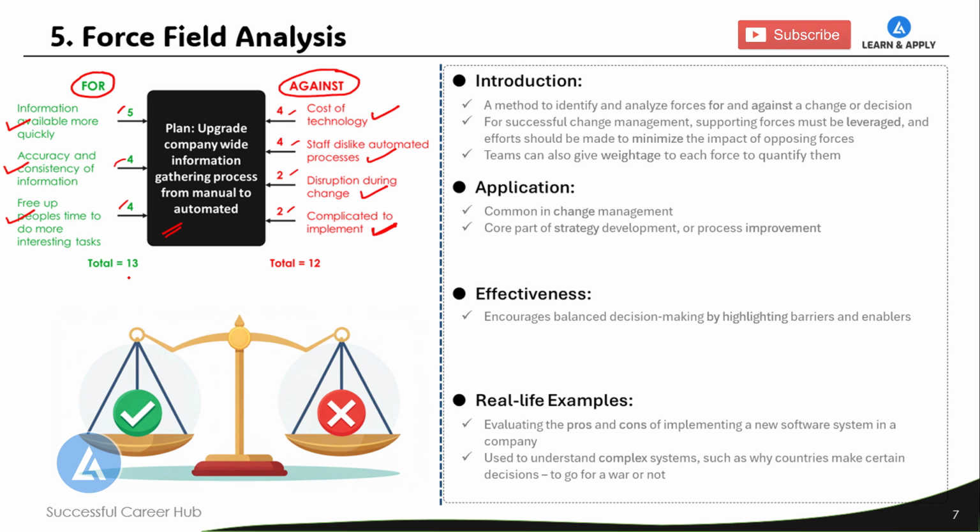After giving importance to each of these forces, we can just calculate the total score for it. We can see here for the forces which are in favor, the score is coming as 13, whereas the forces which are against the change is 12. With the comparison of these 2 scores, we can take a decision to upgrade the company-wide information gathering process from manual to automated. This is all about 2 more decision-making tools.